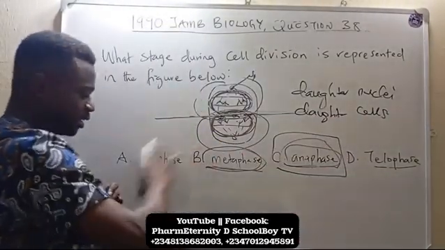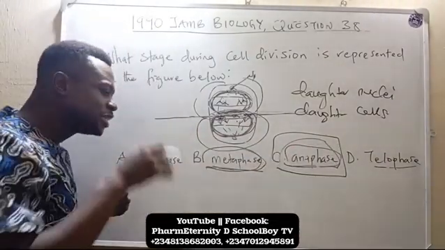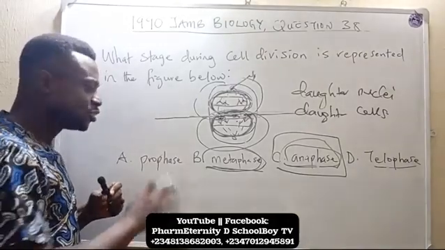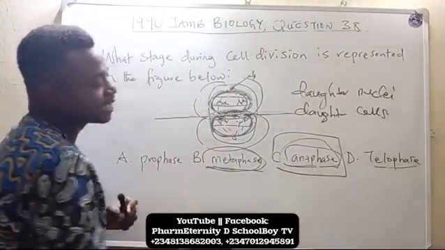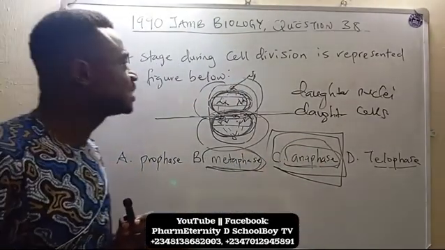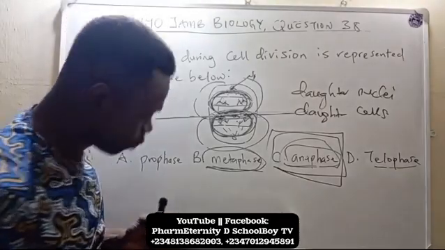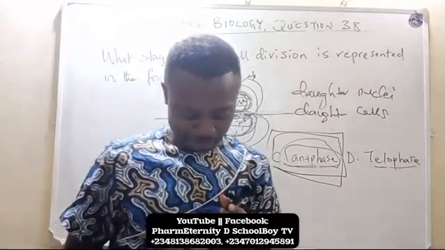So the answer to this question is anaphase. I just explained one or two things for us to understand. This is just a summary at this level of what happens in this diagram. So the answer to the 1990 JAMB Biology question 38 is C, anaphase.